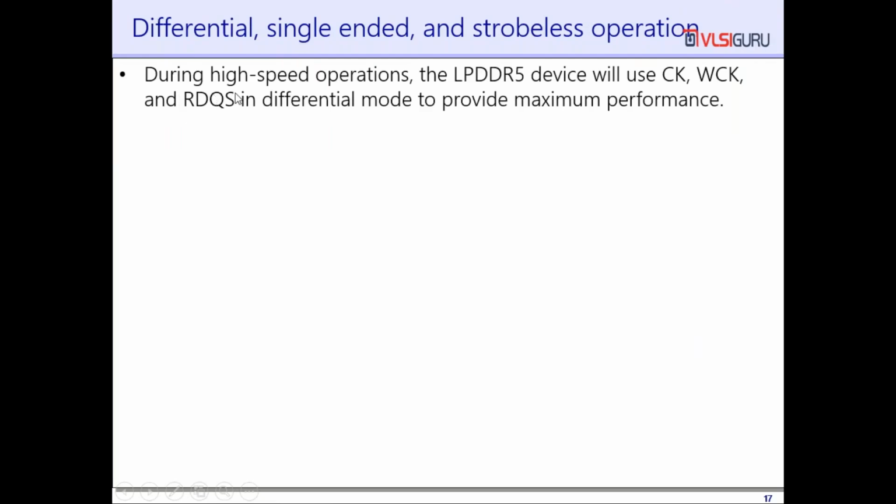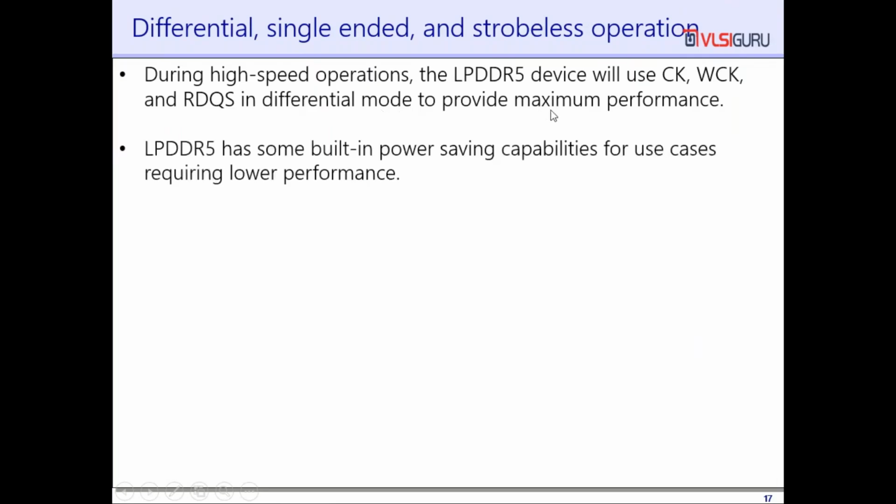The one more enhancement that happened is the differential, single-ended and strobeless operation. This is one more major improvement. In LPDDR4, the signals were always differential, whereas LPDDR5 allows signals to be operated in single-ended mode, or in some cases strobeless operation also. So during high-speed operations, LPDDR5 device uses clock, WCK, and RDQS in differential mode. Means you have CK_t, CK_c, WCK_t, WCK_c, RDQS_t, RDQS_c. This differential mode will provide maximum performance.